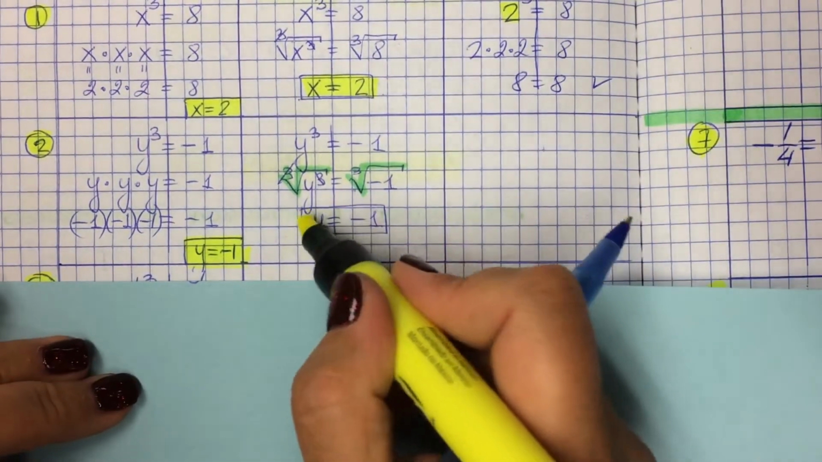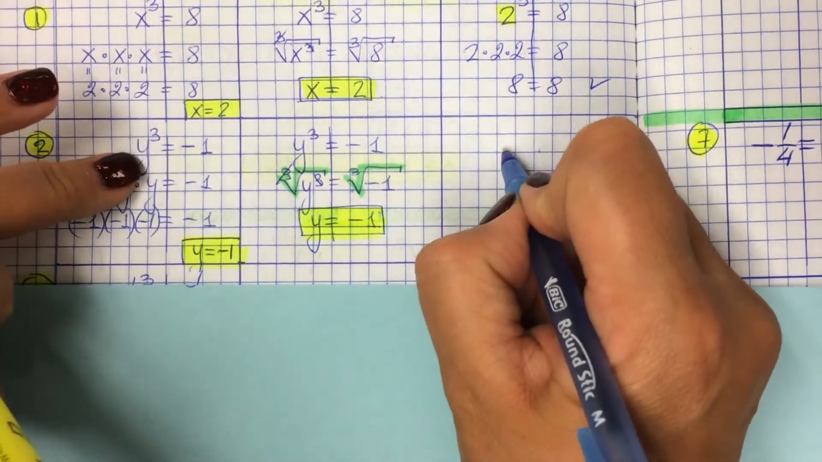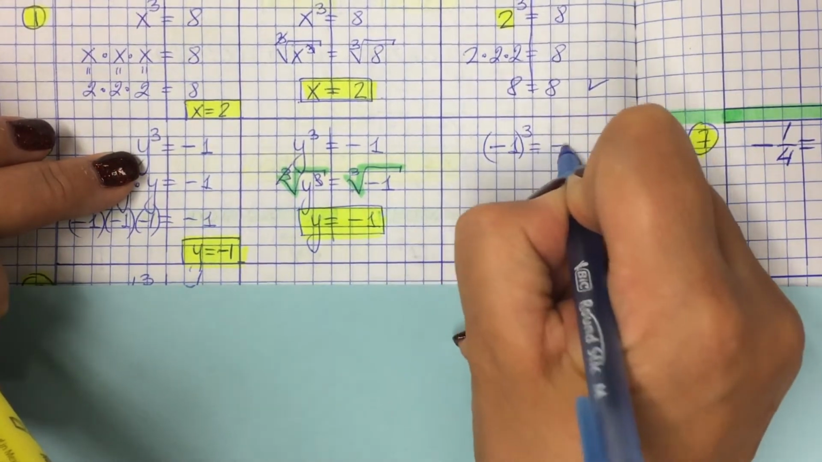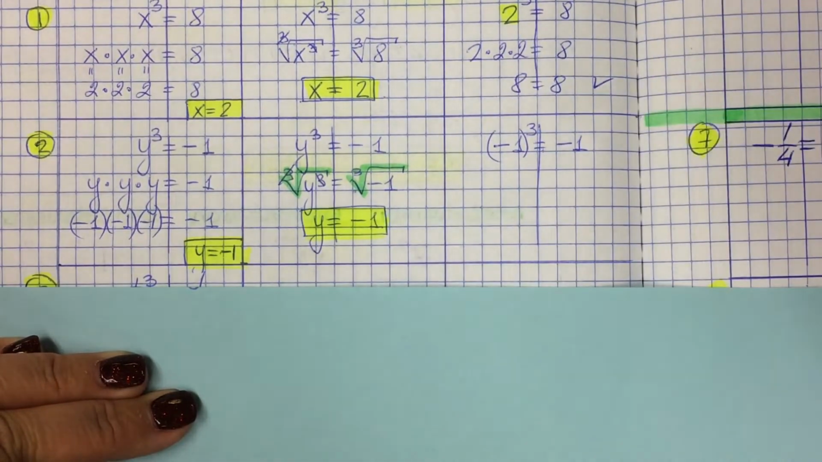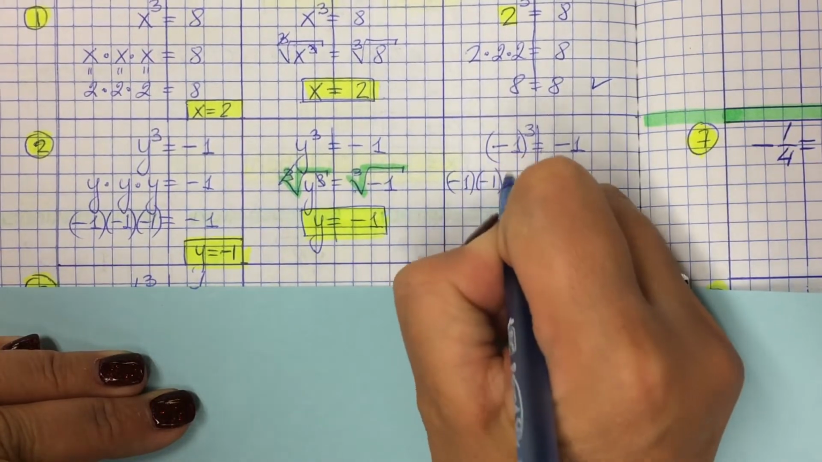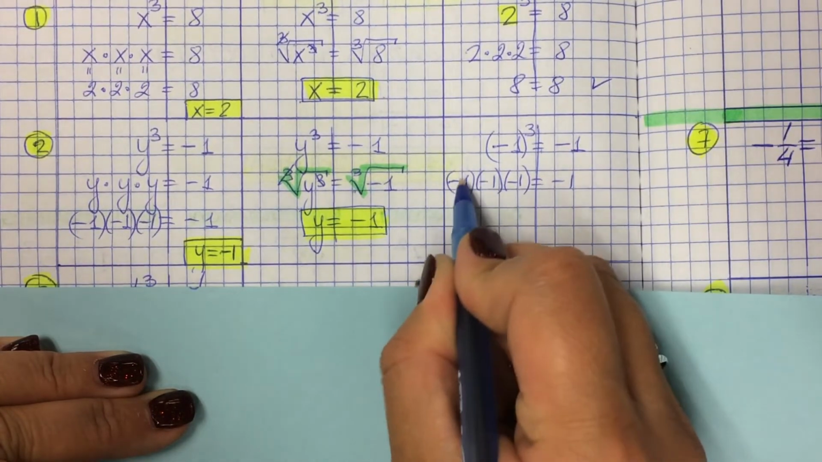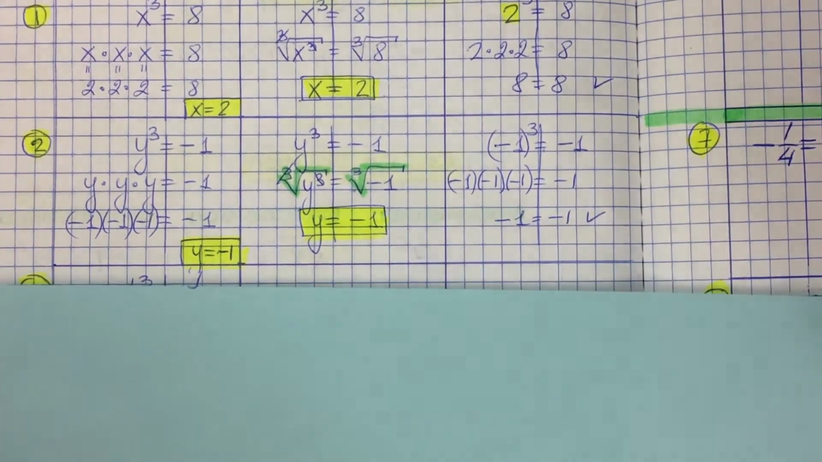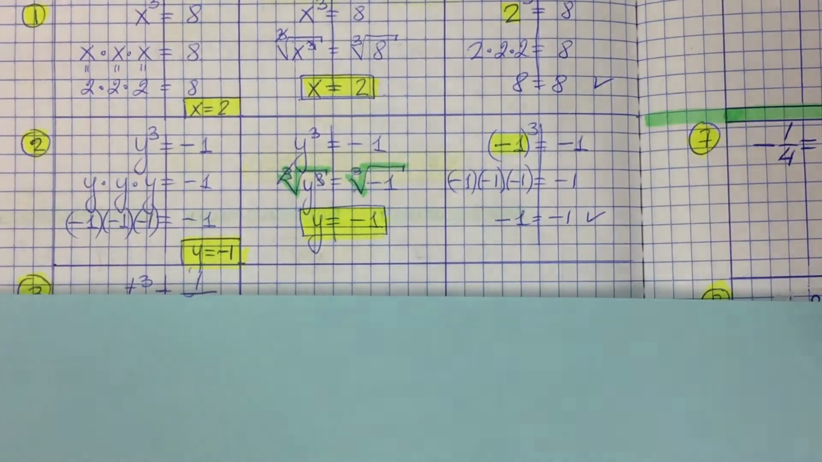So we can check that value by substituting in the original equation, and instead of y, we use negative 1 to the third power, and we want to make sure we get negative 1 after we check. So the third power means negative 1 multiplied by negative 1 multiplied by negative 1, where negative times negative is positive 1, and times the other negative is negative 1. So the solution being replaced in the original equation makes a true statement.